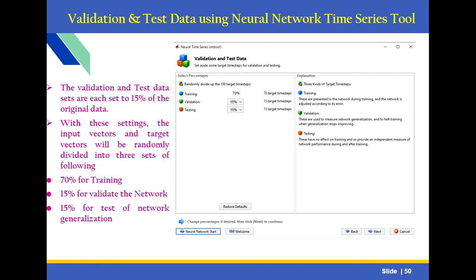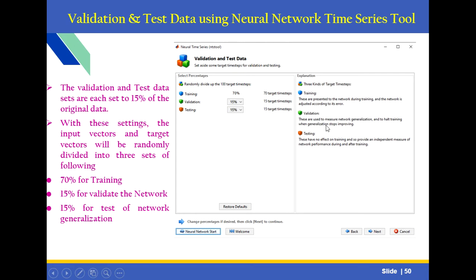Validation and test data using the neural network time series tool. Here we set aside some target time steps for validation and testing. The 100 samples are randomly divided. First, 70% of the samples are for training. For example, here 70 target time steps are taken for training, 15 target time steps are taken for validation and 15 target time steps are taken for testing.